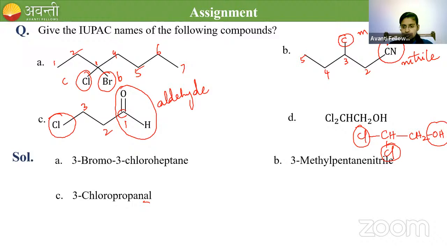The functional group attached carbon should get number 1, and the next one is number 2. Now start from the substituent. We have to start naming the substituents, right? So it is 2,2-dichloroethanol. 2,2-dichloroethanol. Clear? Do you guys have any doubt from this?